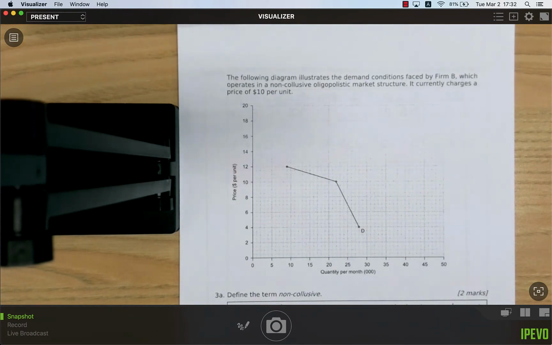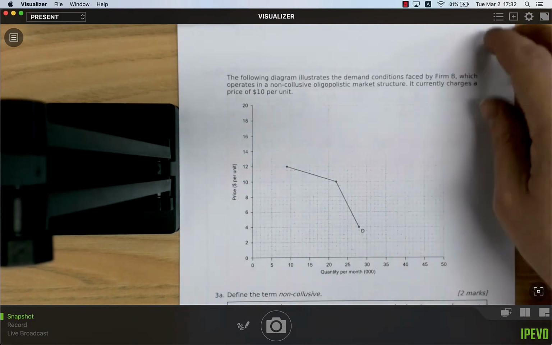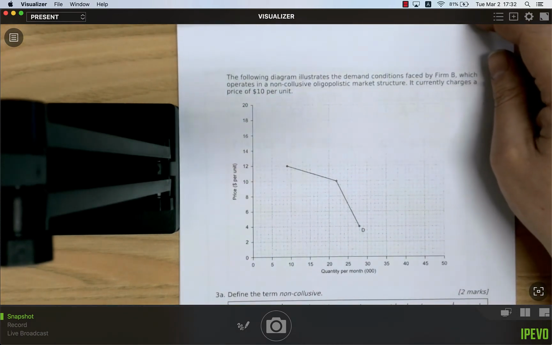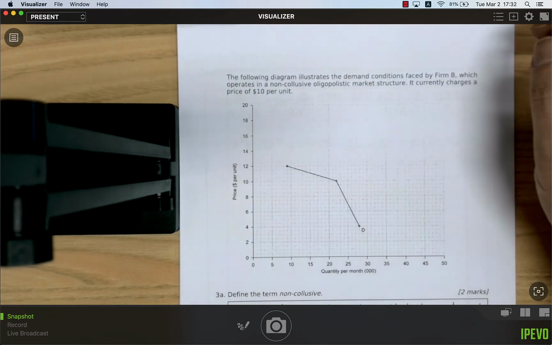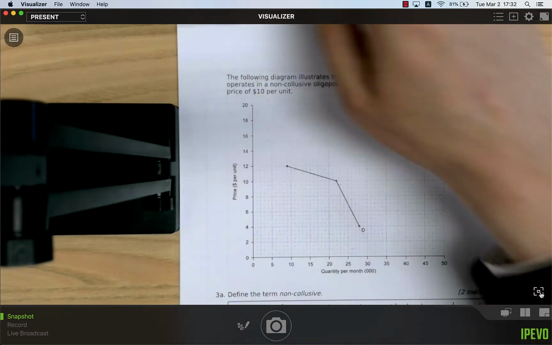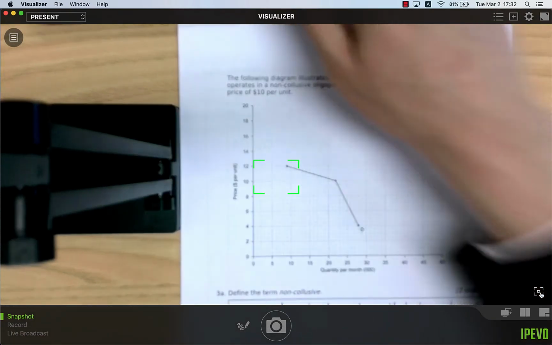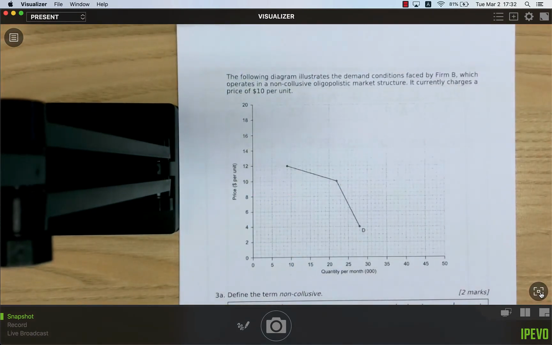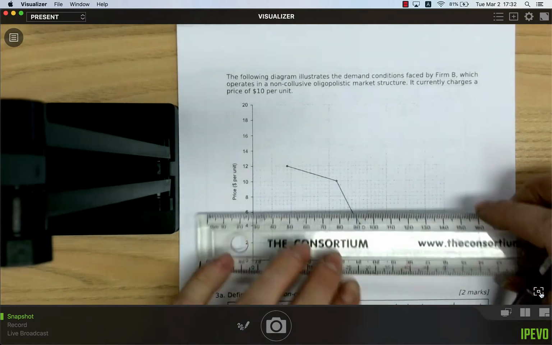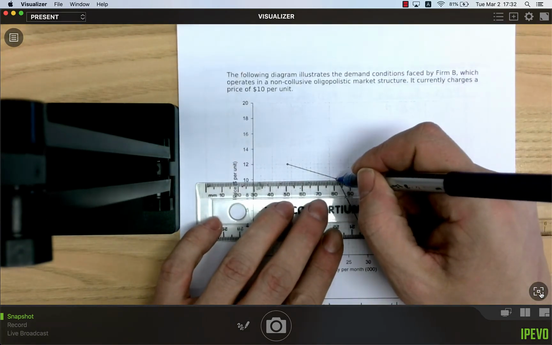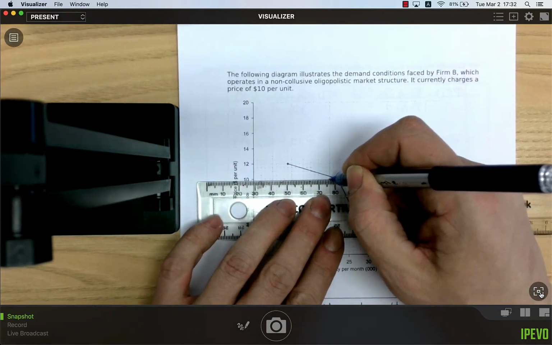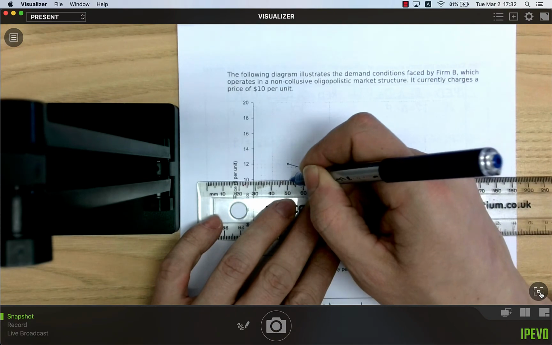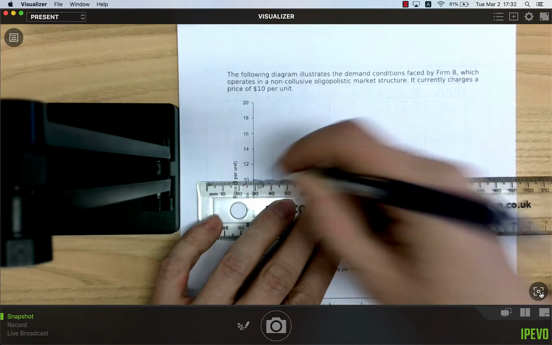Now, the very first thing I want to read here is that the following diagram illustrates the demand conditions faced by Firm B, which operates in a non-collusive oligopolistic market structure. It currently charges a price of $10 per unit. Well, we'll do the old-fashioned thing and write down what we know, which is it charges a price of $10 per unit. That is important to know. Right at the kink, typical oligopolistic.